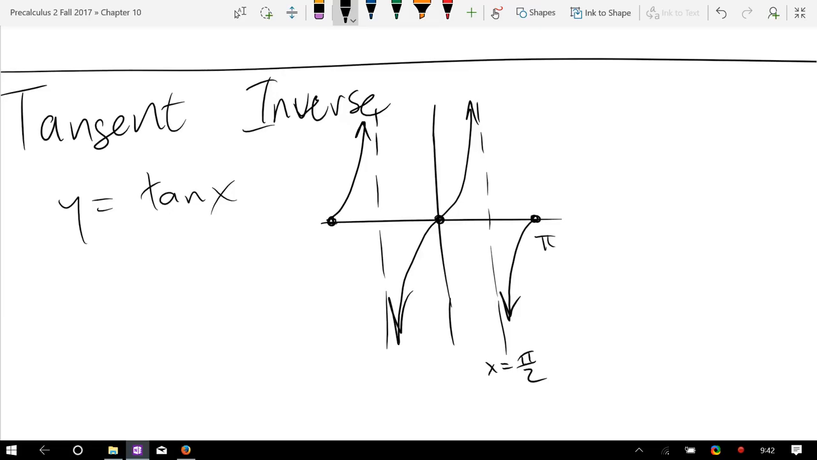Now there should be a pretty obvious piece of the graph that we're going to take that is 1 to 1. So we're going to take that connected piece right in the middle. So go ahead and erase the outside parts. Unlike the other functions, there's a very obvious part of this graph we should take, and it's that middle piece right there. That middle piece is definitely 1 to 1.